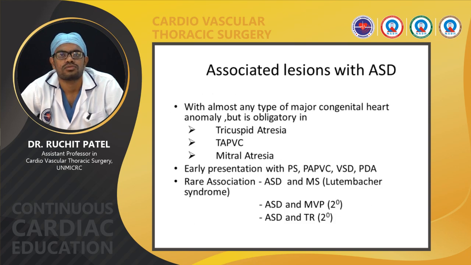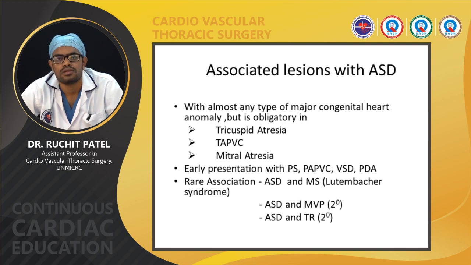Other cardiac lesions associated with ASD: it can be part of any congenital heart anomaly, but it is obligatory in cases of tricuspid atresia, TAPVC and mitral atresia. If the patient is early symptomatic in cases of ASD, always look for associated pulmonary stenosis, or maybe anomalous pulmonary venous connection, or maybe associated VSD or PDA.